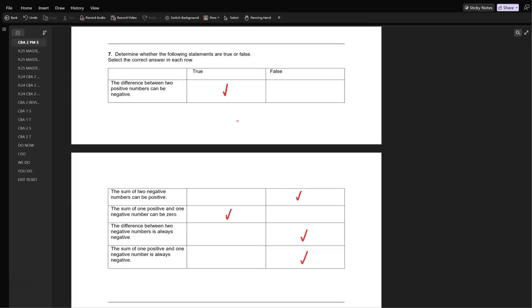True or false? The difference between two positive integers can be negative. Okay. So let's see if that's true. The difference between two positive numbers can be negative. So if we take 2 minus 3, okay, we can flip it to its opposite, and this is the winning sign. 3 minus 2 is 1, and two positive numbers, here they are. Okay, 2 minus positive 3 can be negative.